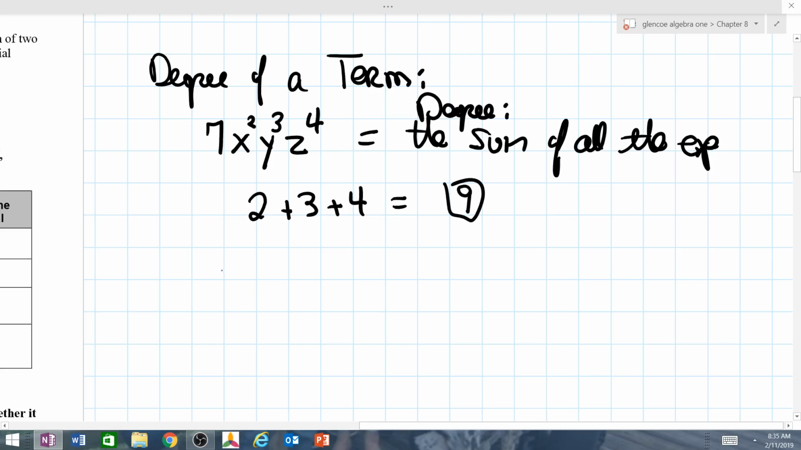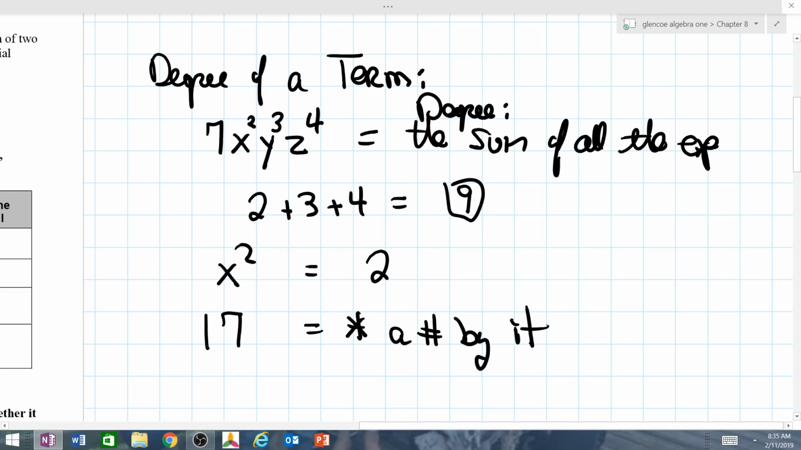If I gave you x squared, what would the degree be, guys? 2. If I gave you the number 17, there are no variables associated with it. So a number by itself has a degree of what? Anybody know? Of 0. Very good. It has a degree of 0.